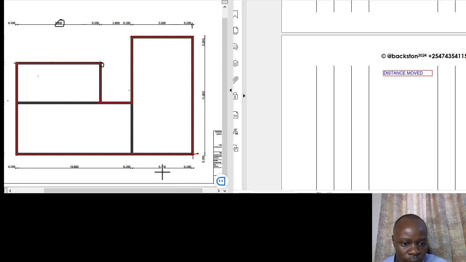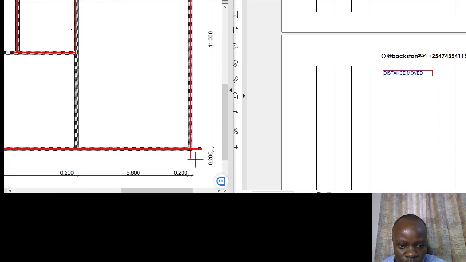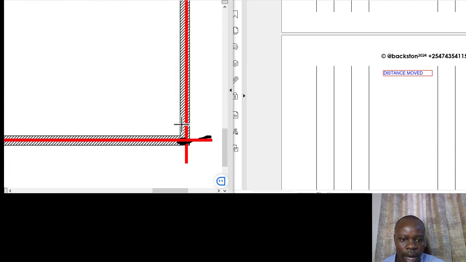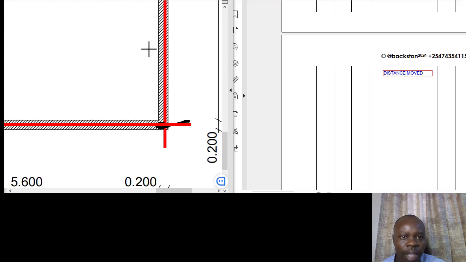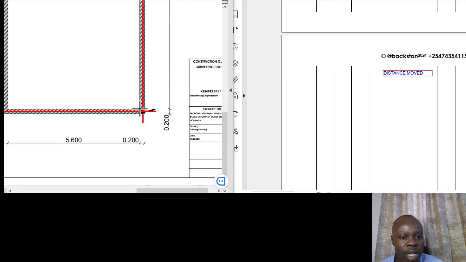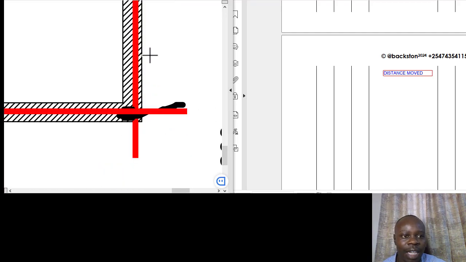So the 200 plus the rest of the dimensions, which are also given within this particular drawing. So what we need is this. The rule of distance moved shows that at every particular point there is a distance moved by half, so that you move towards the center of that particular line.